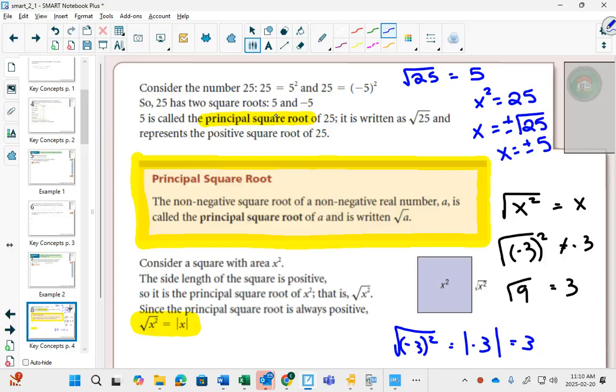So square rooting and squaring are opposites, and usually opposites cancel each other out. But sometimes, as in this case, it doesn't work out that nicely. Because of order of operations, if there was a negative in there, then it becomes positive.